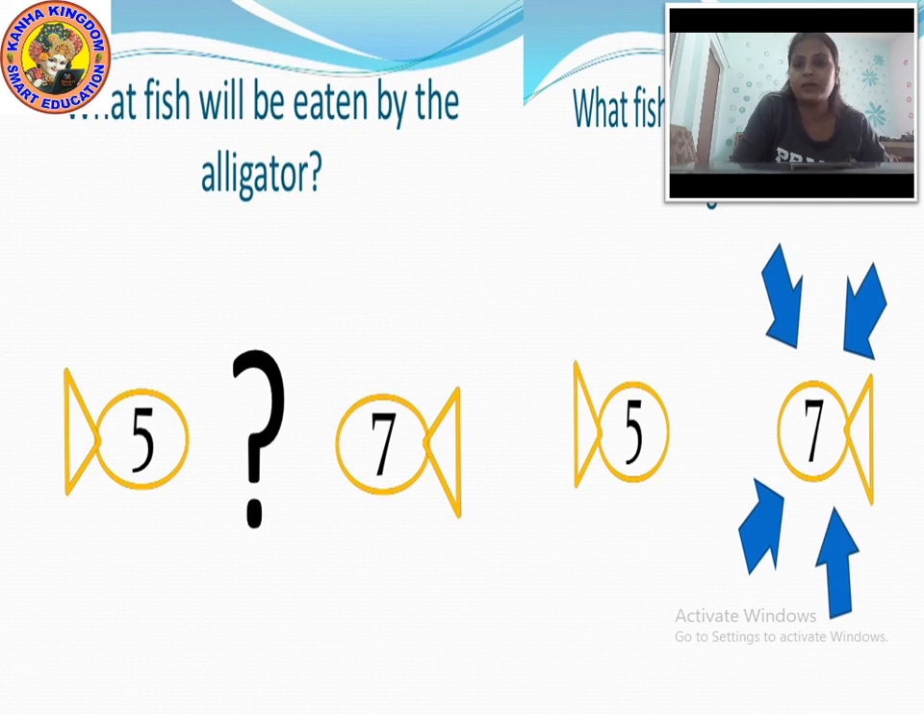Then which sign will we put here? The sign which is on the right side. When the alligator opens his mouth on the right side, that sign we call the less than sign. So 5 is less than 7.